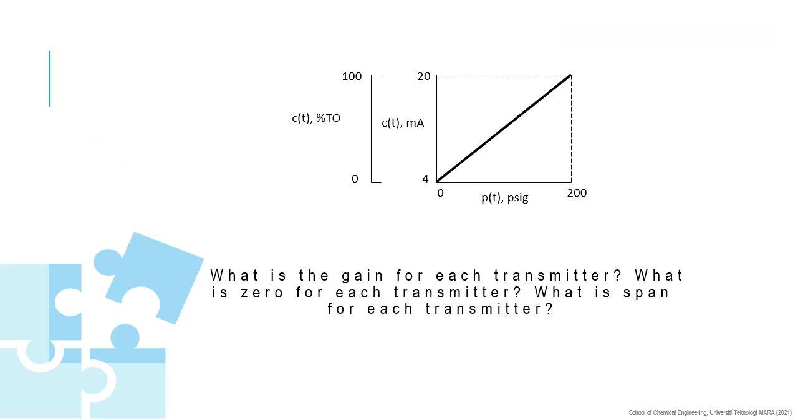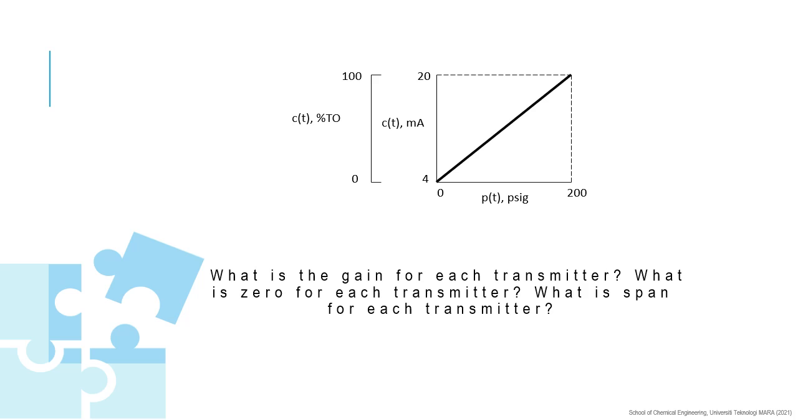From the figure, can you identify gain for the transmitter? What is 0 with reference to this figure, and what is the span for each transmitter? Later, we will learn how to identify the gain for the transmitter. So for now, we will identify what is the 0 and also the span for the transmitter.